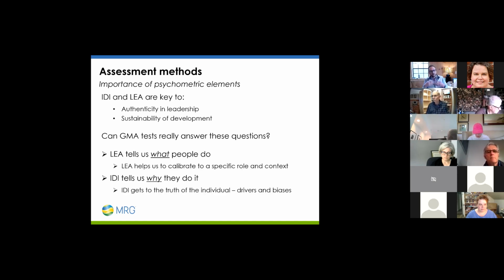So LEA tells us what people do. IDI tells us why they do it, right? So the LEA is helpful in the behavioral space, especially when you've got a really good idea of the organization or the role that the person is going to be moving into. Because if you have the LEA and you also have that knowledge about the role and the organization, it can help you calibrate how that behavior might show up in that specific role and in that context.